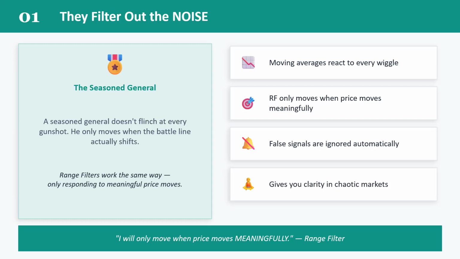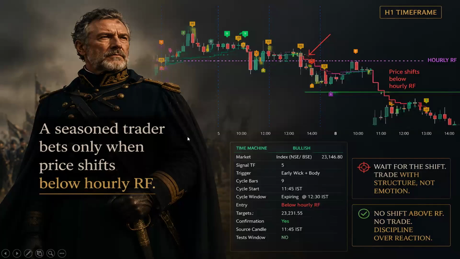So with the range filter, what you are going to get is that false signals are ignored automatically. It gives you clarity in chaotic markets. So I only move when price moves meaningfully. That's what the range filter says, like the general, like a seasoned trader. A seasoned trader bets only when price shifts below the hourly range filter.